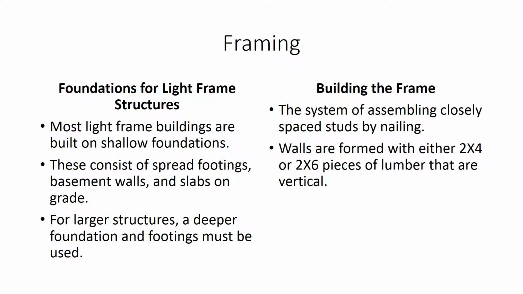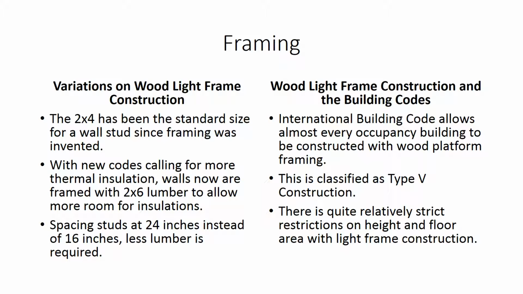The system of assembling close-spaced studs by nailing is called building the frame. Walls are formed with either 2x4 or 2x6 pieces of lumber that are vertical. The 2x4 has been the standard size for a wall stud since framing was invented, with new codes calling for more thermal insulation. Walls are now framed with 2x6 lumber to allow more room for insulation. Spacing studs at 24 inches instead of 16 inches requires less lumber.